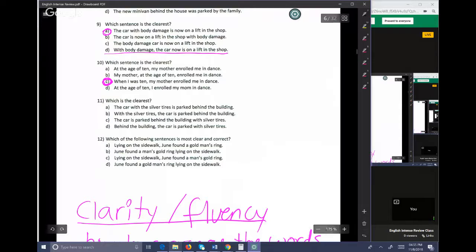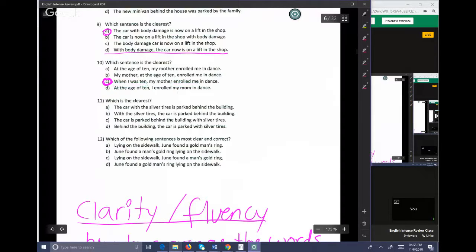So saying when I was 10, saying that right away is really good because it makes sure that it's very clear that the 10-year-old is me. And then my mother enrolled me. So that's crucial that it says enrolled me, because it would be very easy to accidentally say that mother enrolled. And then in dance. So when I was 10, my mother enrolled me in dance.